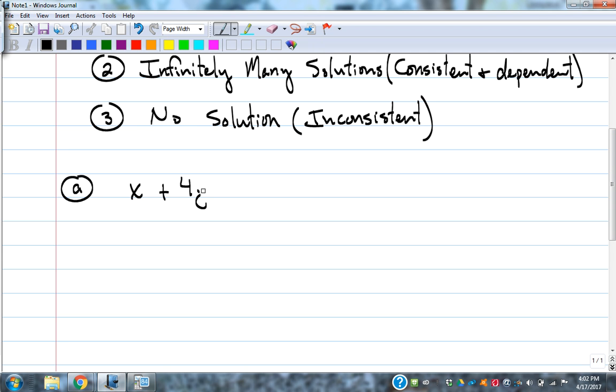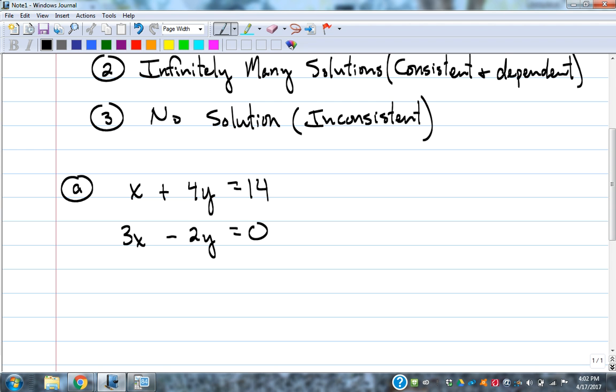x plus 4y equals 14, and 3x minus 2y equals 0. There's several ways to solve a system like this. One way would be with graphing. You could get those two equations in slope-intercept form, graph them, and see if they cross.